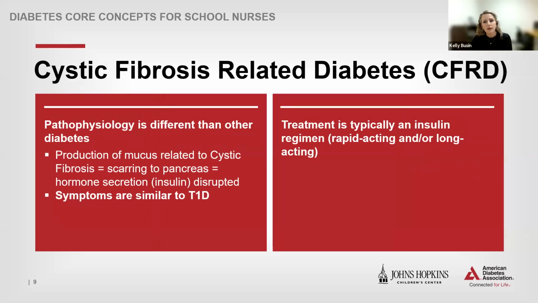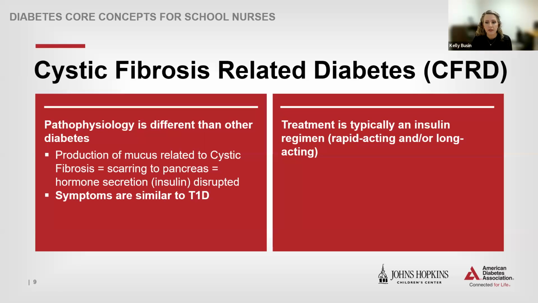And then the last type of diabetes that we'll talk about in the peds population is cystic fibrosis-related diabetes, or CFRD. CFRD has a different cause than any of the other forms of diabetes because the pancreas becomes scarred over time related to mucus production, which is part of the disease process of cystic fibrosis. And when this happens, the beta cells in the pancreas are damaged and they're unable to produce the amount of insulin that's needed for metabolic needs.